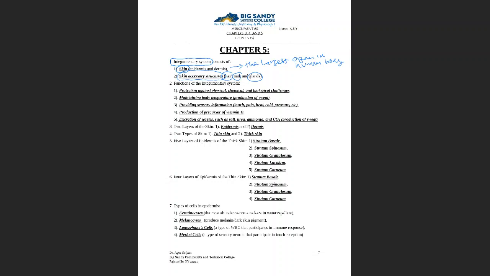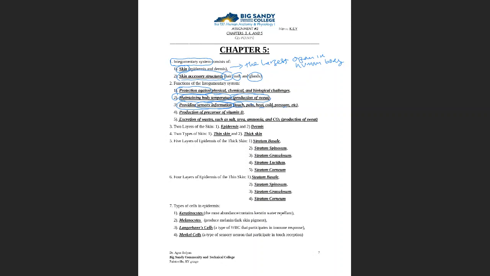What is the function of the skin or integumentary system? First, of course, protection, because this covers our body. It protects against physical, chemical, or biological challenges. Second is maintaining body temperature. When our body temperature increases, we produce sweat. It will make our body temperature become lower. And then providing sensory information like touch, pain, heat, cold, pressure, vibrations. We have that ability to sense it because we have the sensory receptors in our skin.